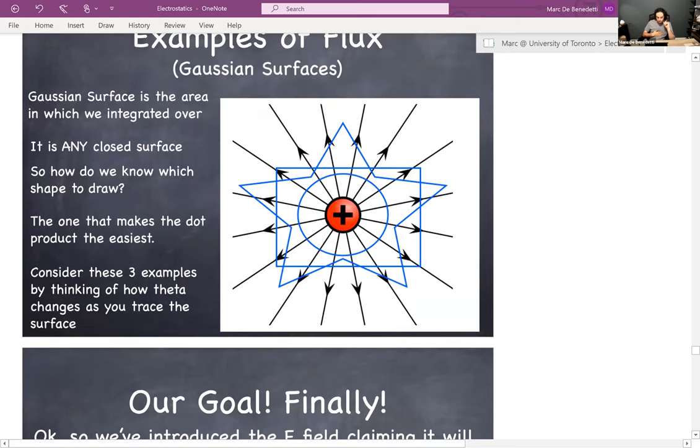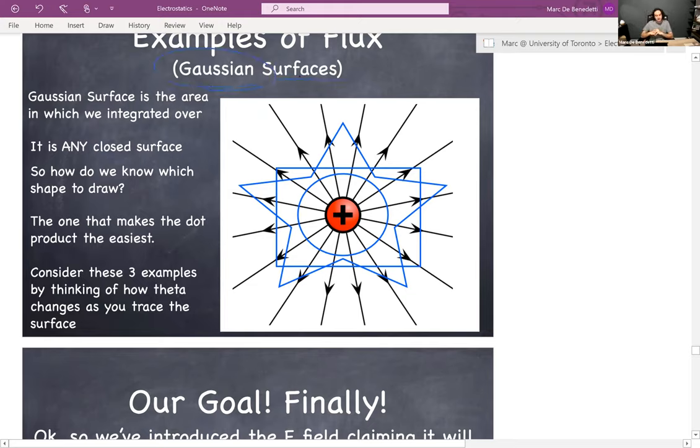Okay, let's do some examples of flux. So a Gaussian surface is defined to be the area in which we integrate over. I told you dA is an incrementally small chunk of area, in the same way that dx is an incrementally small amount of x, right? Now when you integrate from say 0 to 1, or 2 to 100, you integrate over a domain. And that means x ranges from 0 to 1, or 0 to 100, okay? dA is just a small chunk of area. If you want to look at the whole area you're integrating over, that's called a surface. More specifically, because we're talking about Gauss's law, that's called a Gaussian surface.